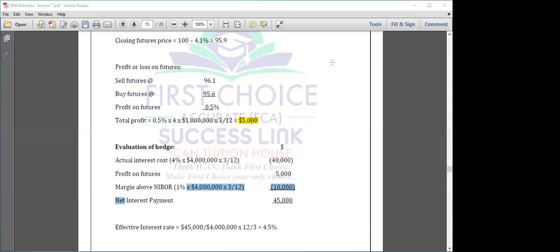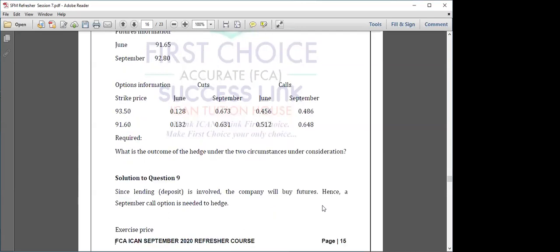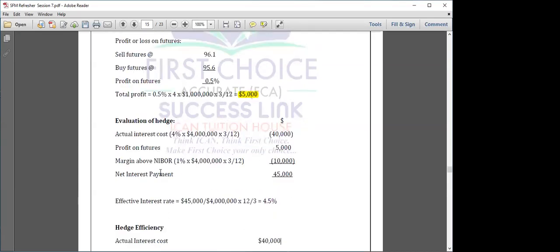Question, please. That's that about this. Effective interest rate, the same thing we did under forward rate agreement. Effective interest rate is my net outcome of the hedge over my exposure times 12 over 3. I'm converting to annual. This one is per month, for 3 months, 3 over 12. So here I want to compute it for 1 year, so it will be 12 over 3. So that's that about question 8.